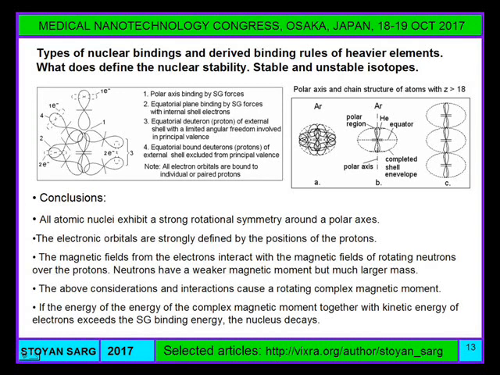The electronic orbitals are strongly defined by the near fields of the proton. The magnetic fields of the electrons interact with the magnetic fields of the rotating neutrons. This causes a complex gravitational mode of magnetic field. If the total energy of this magnetic field plus the kinetic energy of electrons exceeds the supergravitational field, the nucleus decays.